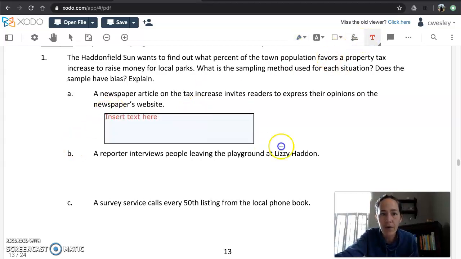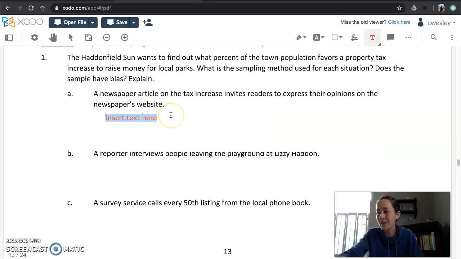I've got to think of how I would respond to this. So what would be the sampling method here? And I'm going to say this is a self-selected sample, because the readers are being invited, if they want to participate and express their opinions. Do you think this could have bias? And again, you could go any which way on this one as long as you back up your statement. I just want to see a reason behind it.